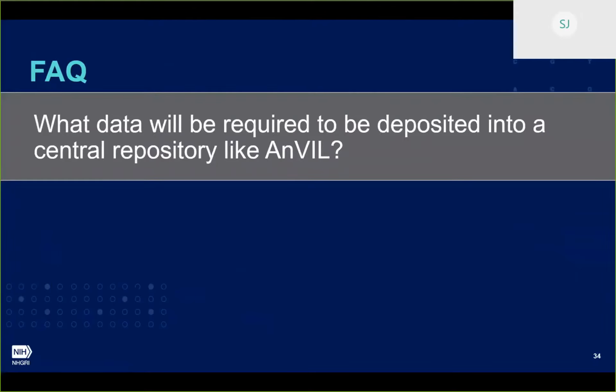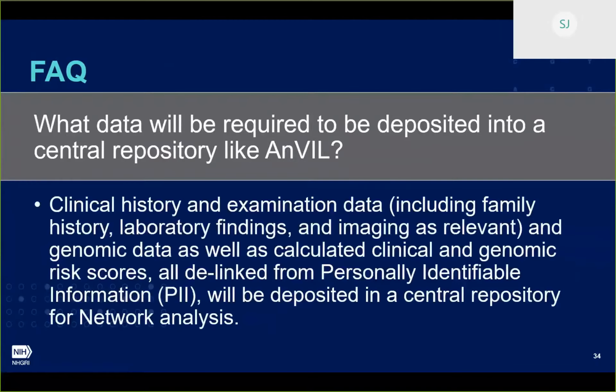What data will be required to be deposited into the central repositories like the AMBL? Clinical history and examination data that includes family history, laboratory findings, and imaging as relevant. Also, genomic data as well as calculated clinical and genomic risk scores. All delinked from personally identifiable information will be deposited into the central repository for network analysis.